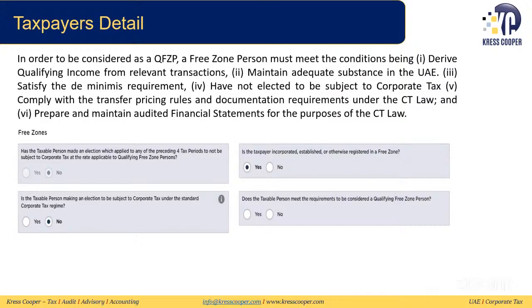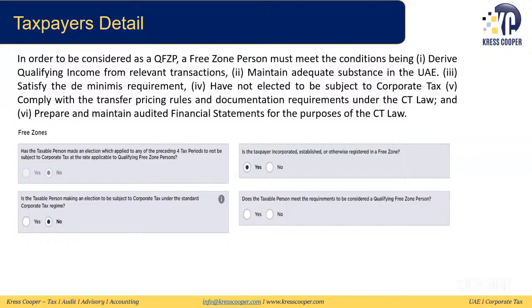And we have to maintain the de minimis requirement, which is 5% of revenue or 5 million, whichever is lower. So we have to maintain that as well. We have to not elect to be subject to the normal corporate tax regime. We have to comply with the transfer pricing rules and documentation. We have to prepare and maintain audited financial statements for the purpose of corporate tax. So if you're meeting all these conditions, then only you will be choosing yes, otherwise no.